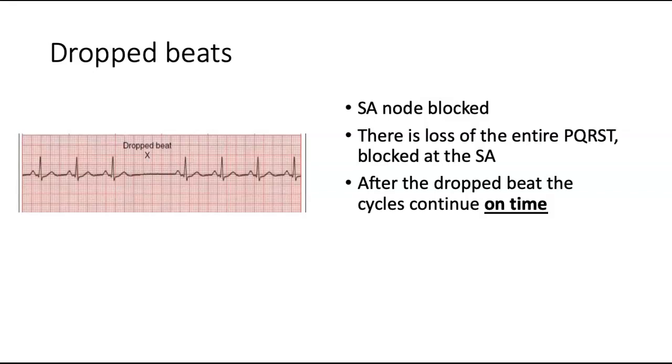This is in contrast to an AV block, a second degree block, where just the QRS complex is dropping out. You will see in an AV nodal block, you may see a P wave without a QRST complex. Here, we're missing the entire complex. And that's because the SA node has been blocked.